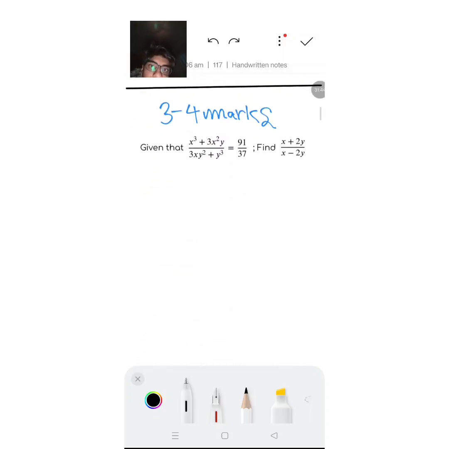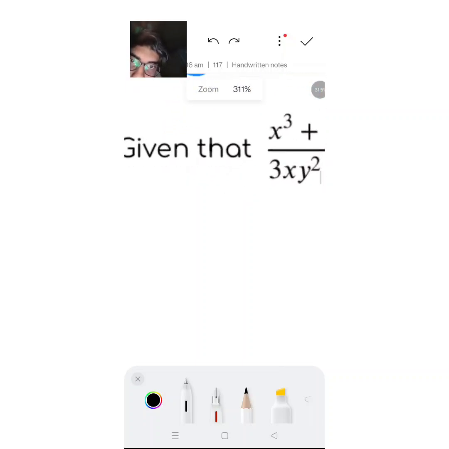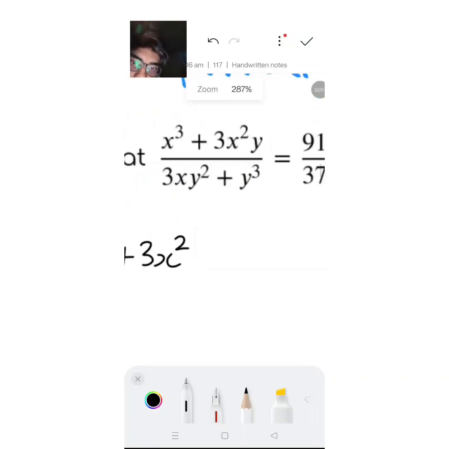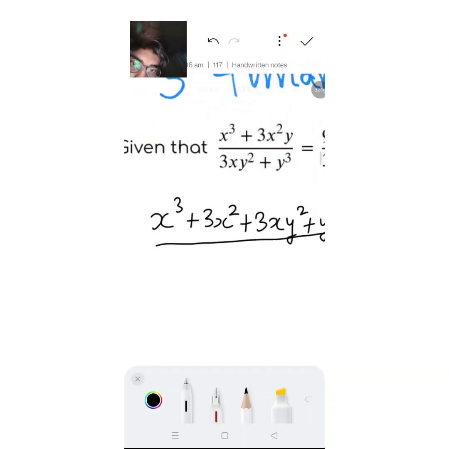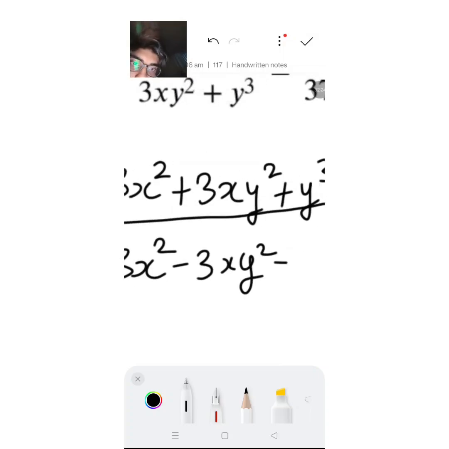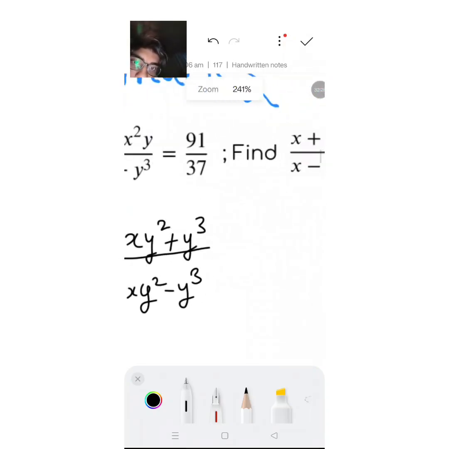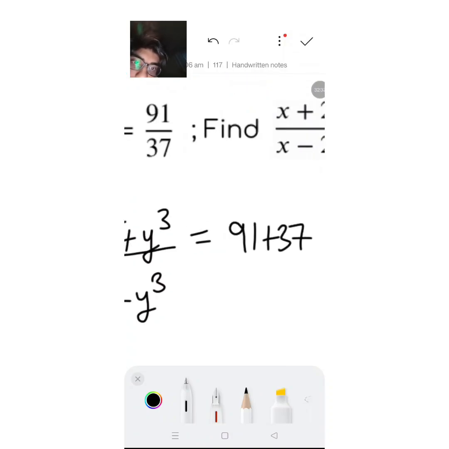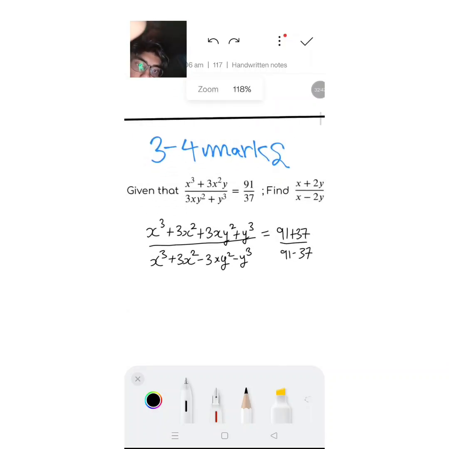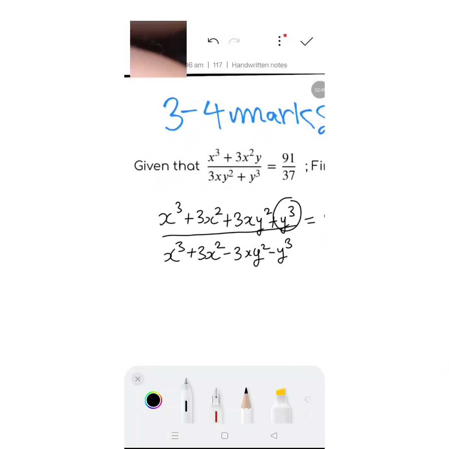Let's do this one. I see why this is a 4-marker because it's not asking you to find X directly. But I get the point. And you also need to use identities. Obviously, just use componendo-dividendo over here. So you have X cubed plus 3X squared Y plus 3XY squared plus Y cubed, upon X cubed minus 3X squared Y plus 3XY squared minus Y cubed. And now that you've done this, you have to do the same thing over here. Componendo-dividendo: 91 plus 37 over 91 minus 37. Don't pay attention to this right now. You're not doing that right now. You're just finding X. And now, X cubed plus Y cubed. And what can you take common over here?